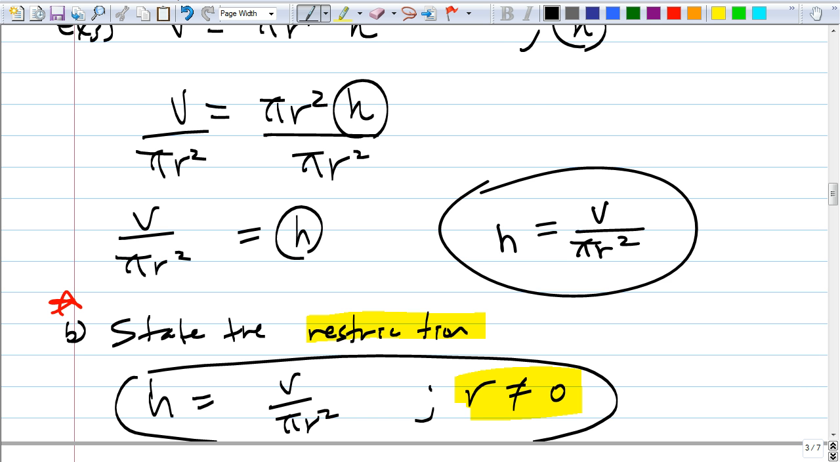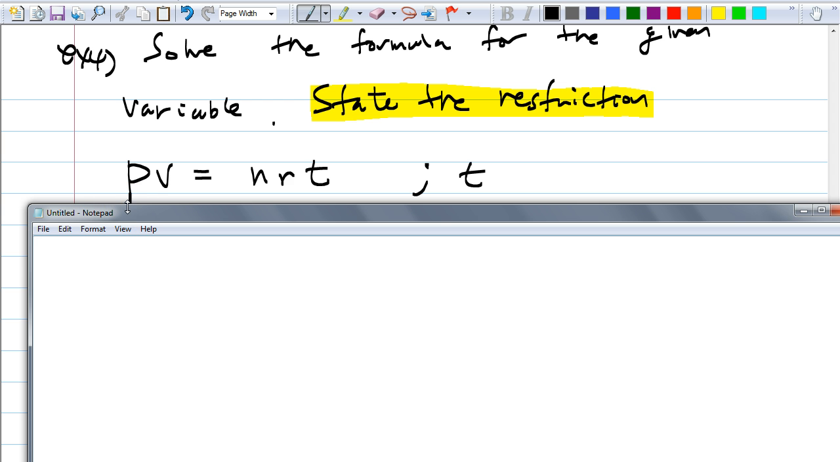All right, here we go. Some of you asked, do you only get one restriction every time? The answer is no. Take a look at this example 4. Can you solve for T and write down the restriction? It says PV equals nRT. As you can see, we put a semicolon and then T, which means solve for T. Go ahead, I'll wait.